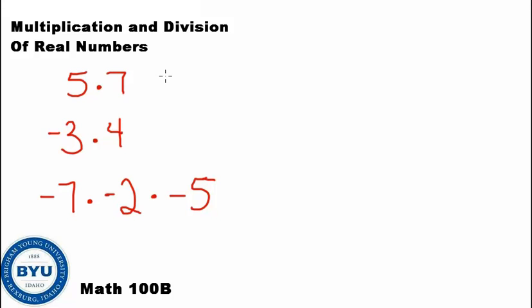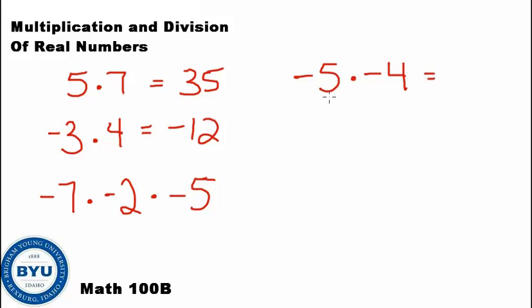Multiplication of real numbers is just like what you've always learned. When we take a positive number times a positive number, we're going to get a positive number. So 5 times 7 is 35. However, if we multiply a negative number times a positive number, we get a negative number. And if we multiply two negatives together, let's say negative 5 times negative 4, a negative times a negative is a positive number. So if you have an even amount of negative numbers, it's going to be positive. If you have an odd amount of negative numbers that you're multiplying together, it's going to be negative.